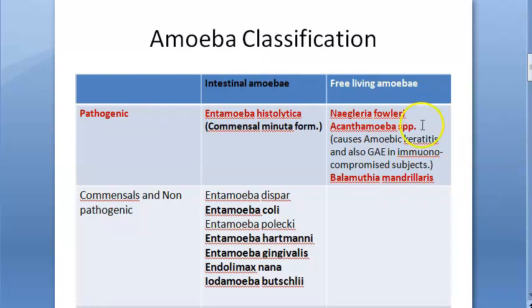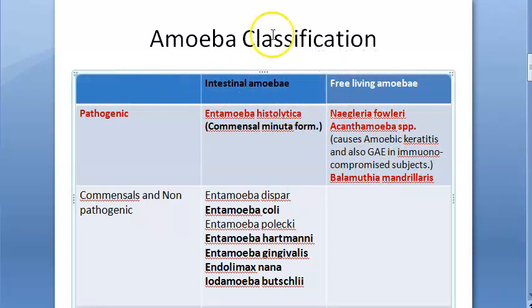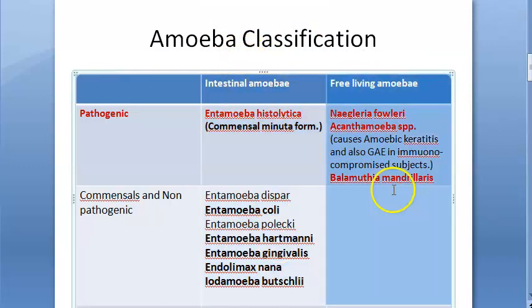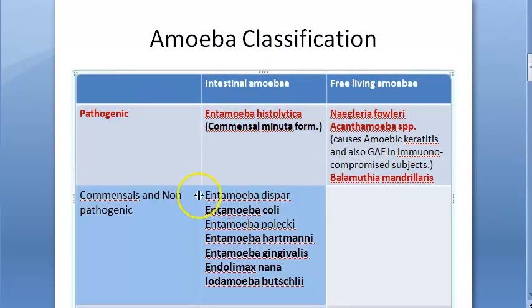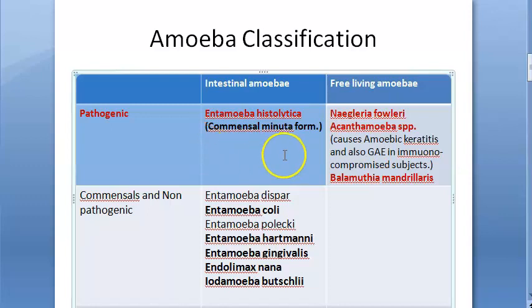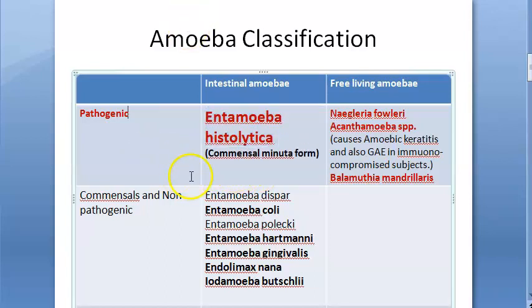classification here. We have so many types of amoeba, so come out of that basic level where you think amoeba is amoeba. Here you have so many types of amoeba. You have amoeba which live in the intestine and amoeba which are free living. In the intestine you have some which are pathogenic and some which are not pathogenic. This pathogenic one can also live as a commensal, in the minuta form. And if it is pathogenic it is called Entamoeba histolytica. Okay, so the main focus for us here is Entamoeba histolytica.